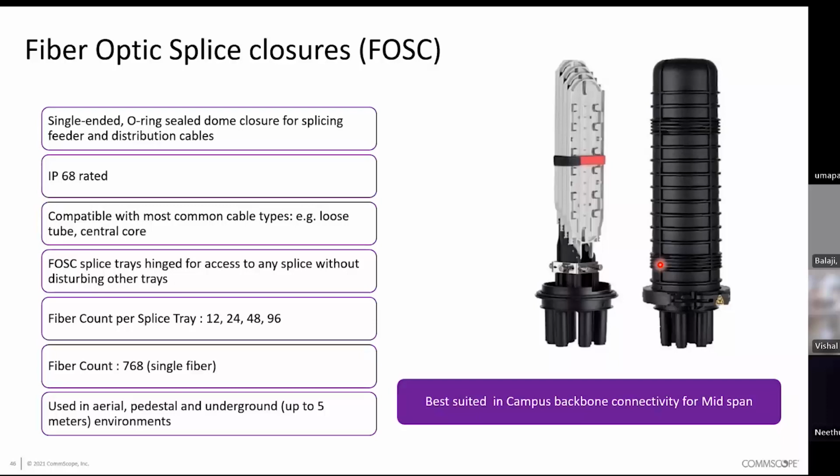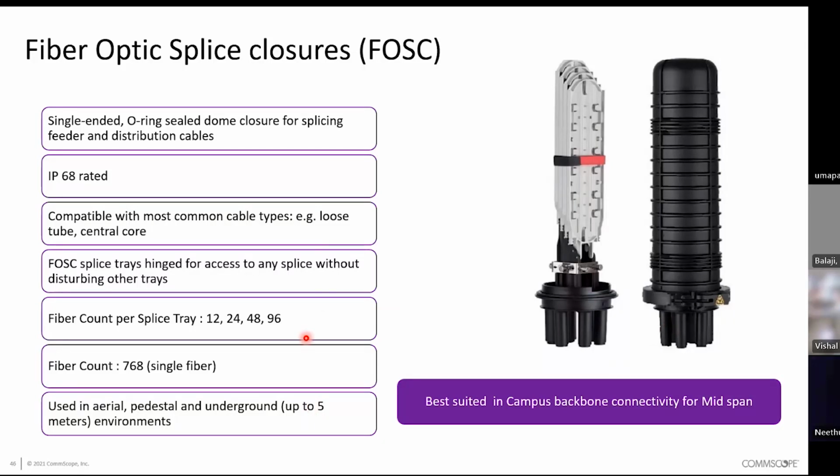This is the joint closure, the fiber optic splice closure. We support IP-rated closures where you can do the splicing and then seal it properly, and then you can put it under water also. It can be there up to 5 meters, on the condition that proper sealing is available.